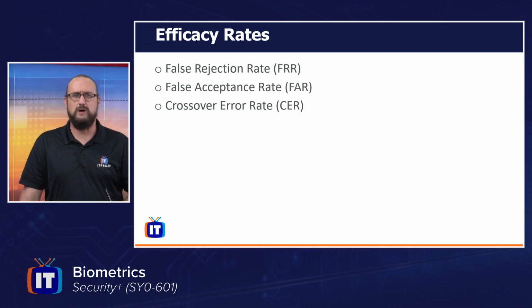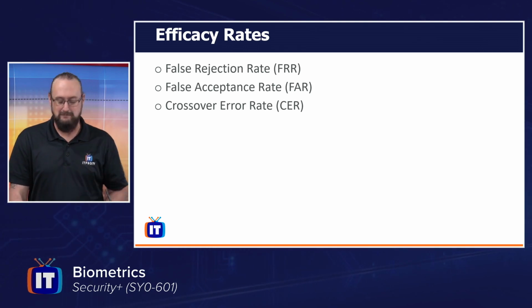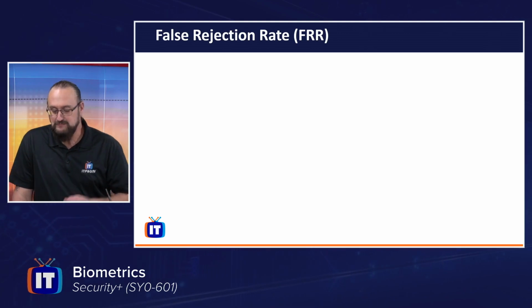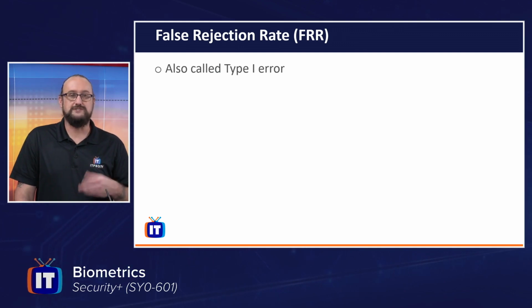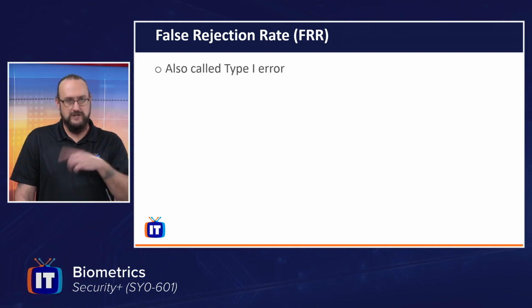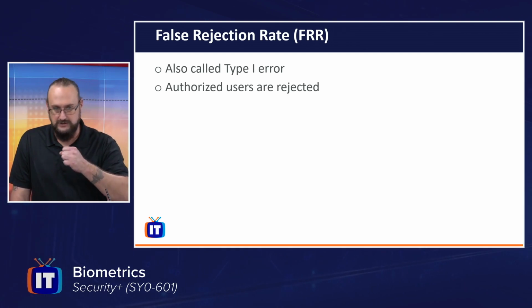Let's see what we're talking about when we talk about a bunch of acronyms, because you already have plenty of them. So let's talk about the false rejection rate, all right? This is one that's also called a type 1 error. We'll talk about the type 2 coming up. This is where an authorized user is rejected.